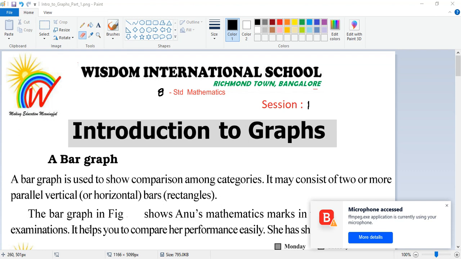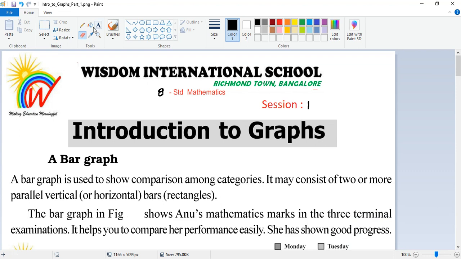So children, today we are going to learn a new chapter, Introduction to Graphs. I hope you have completed your previous lesson notes. So let's start with this lesson. You are already familiar with graphs, right? Now we are going to see different kinds of graphs, like what all kinds of graphs you can draw.